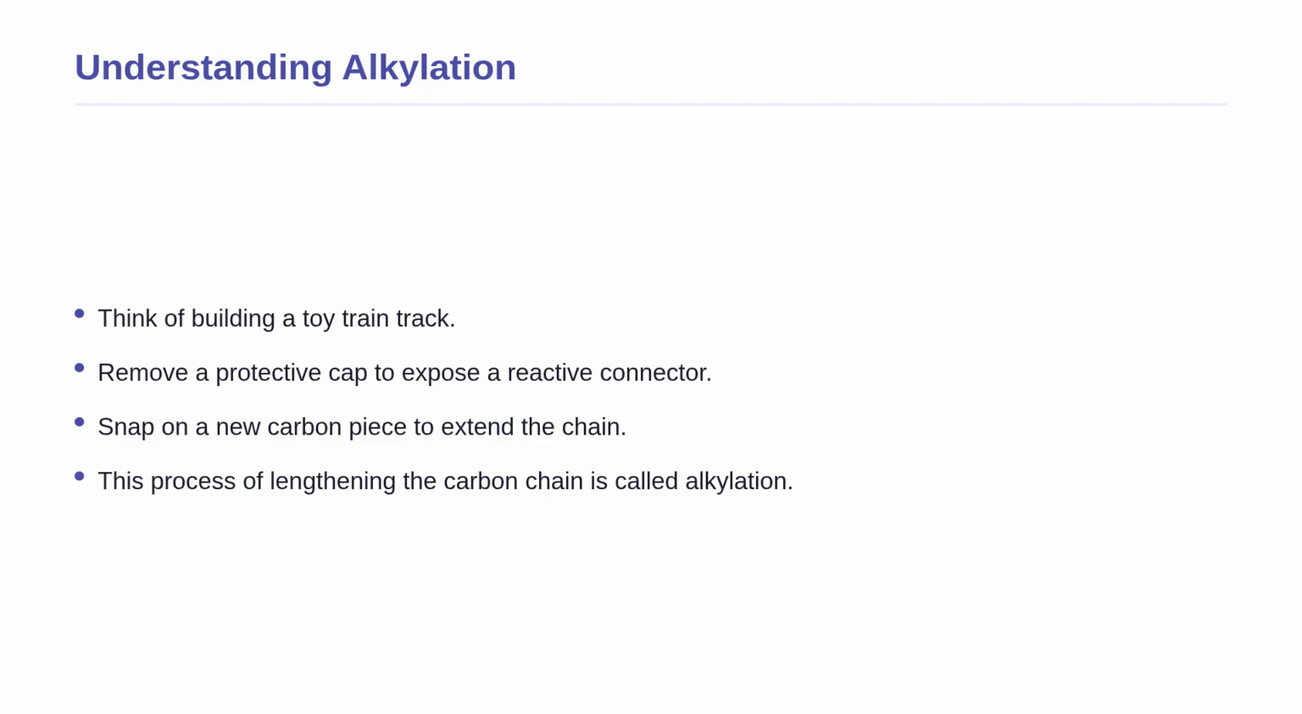To start our journey, let us think about building a toy train track to understand how molecules grow. Imagine you have a short piece of track with a special connector at the very end. To make the track longer, you first need to remove a protective cap to expose the sticky, reactive connector. Once that sticky end is exposed, you can snap on a brand new piece of track to extend the line. This process of snapping on new carbon pieces to make a longer chain is called alkylation. It is exactly like playing with molecular Lego, allowing chemists to build larger, more complex structures from smaller starting materials.